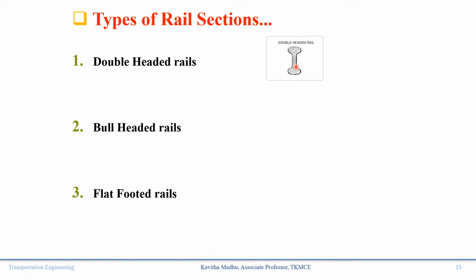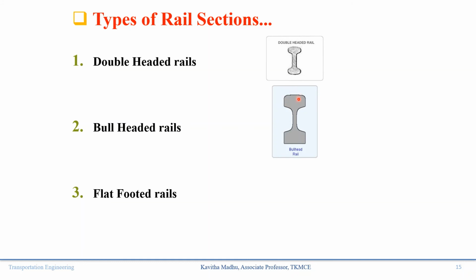The idea was that once the head wore out during service, the rail could be inverted and reused. But it was later found that due to continuous usage, the bottom portion gets dented to such an extent that it cannot be reused. So then came the next type, the bull-headed rails. It is almost a similar shape but with more metal in the head portion than in the bottom portion, in order to withstand wear and tear.